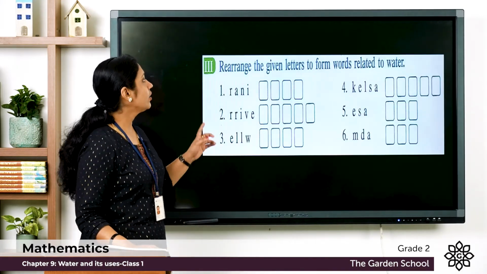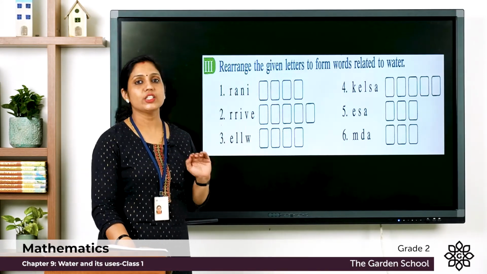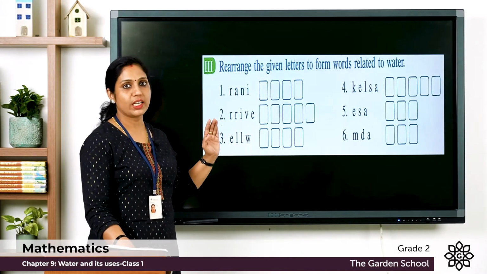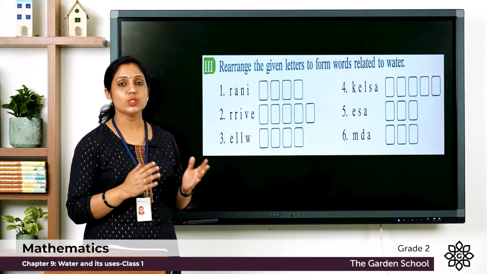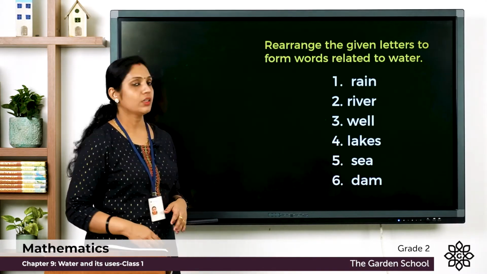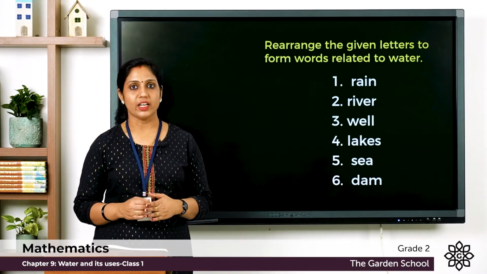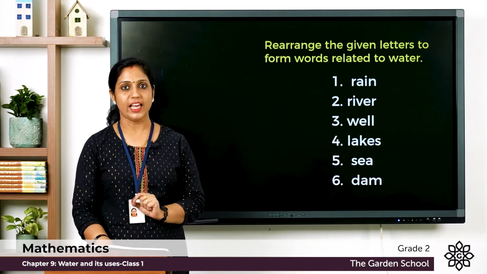Here you can see rearrange the given letters to form words related to water. So here some words are given. They are jumbled up. We have to find out the correct word, and these words are related to water. So let's see. The first one is rain. So here in the space provided, you can write rain, R-A-I-N.